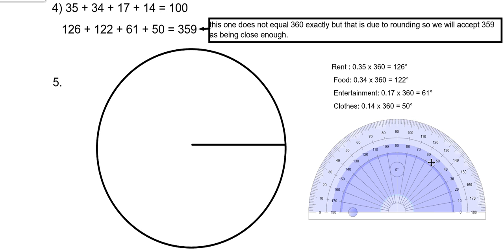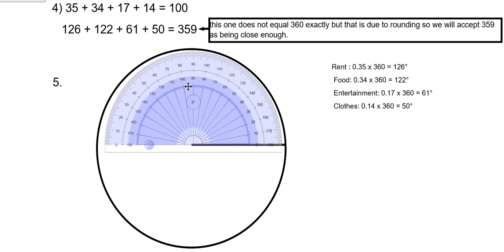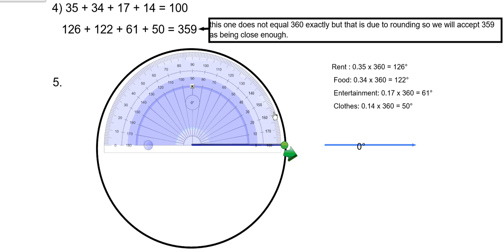You're now going to take your protractor, the lovely thing that looks just like this, and you're going to place it on your radius here, line it up nicely, just like I am. We're going to start with the first one, so 126 degrees. I'm going to take my protractor and go all the way around until I get to 126 degrees. So right about here.